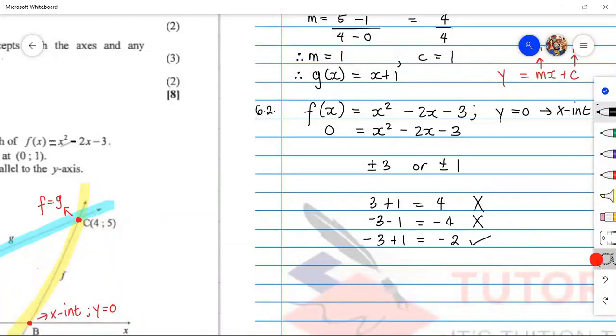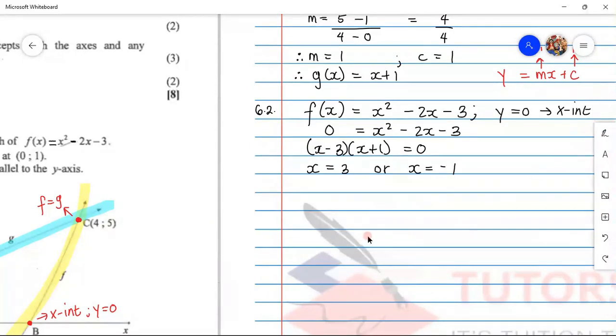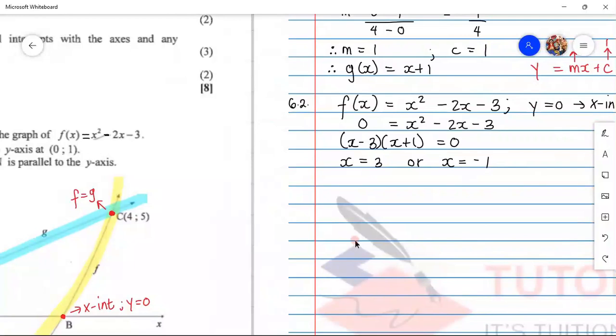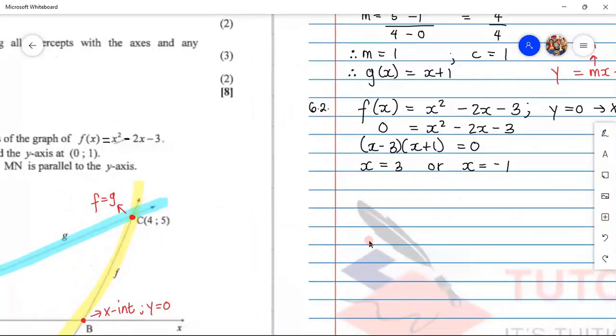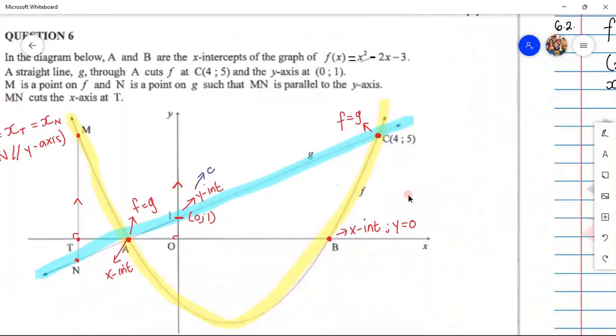So those are the factors that we are going to use. We are going to use negative 3 and positive 1. So we've got (x minus 3)(x plus 1) equals 0. From here, we can conclude that x is equal to 3 or x equals -1. Now, we needed to find the coordinates of A and B. We have two values, a positive value and a negative value. So we need to see which value applies to A and which value applies to B.